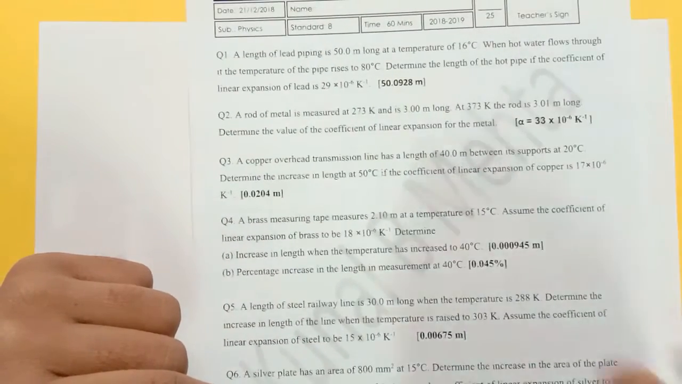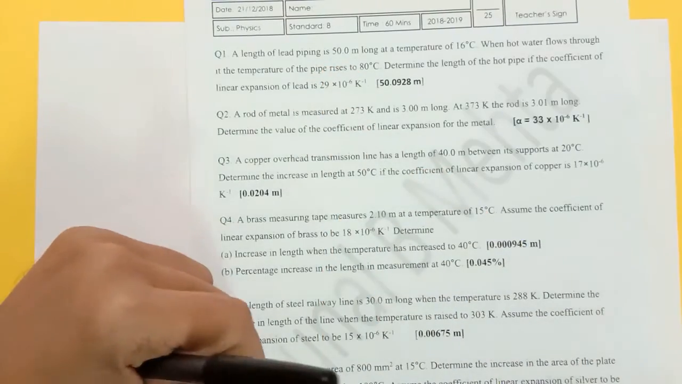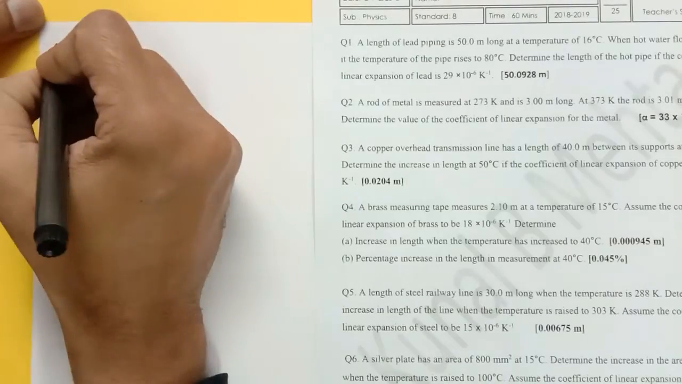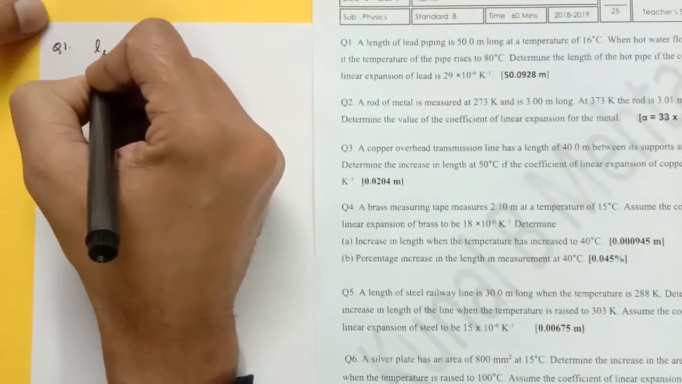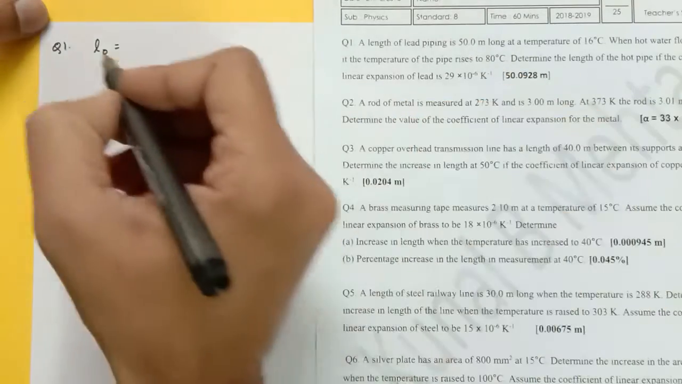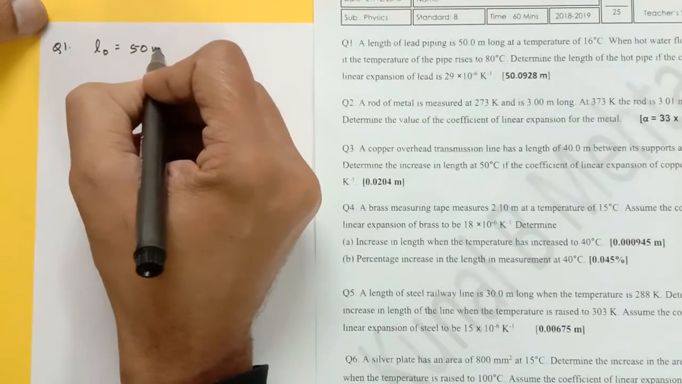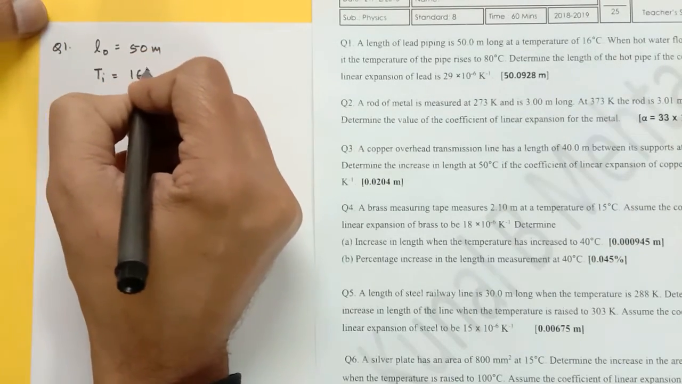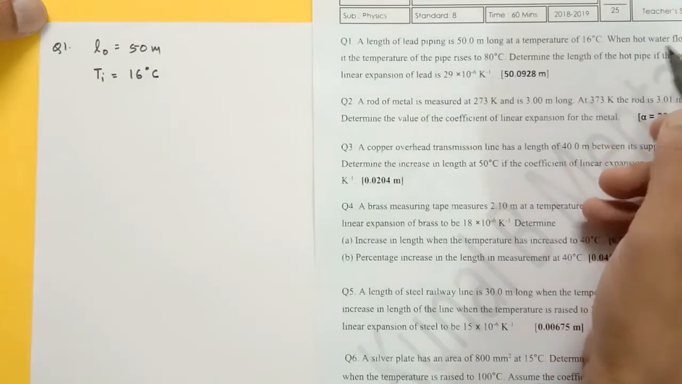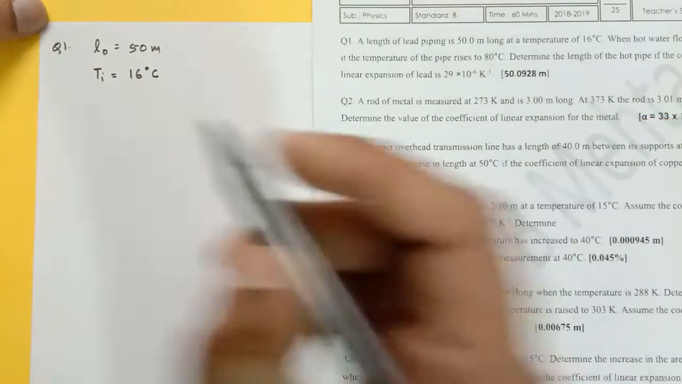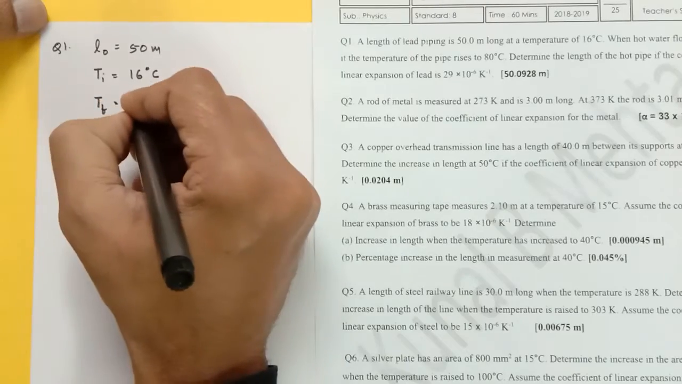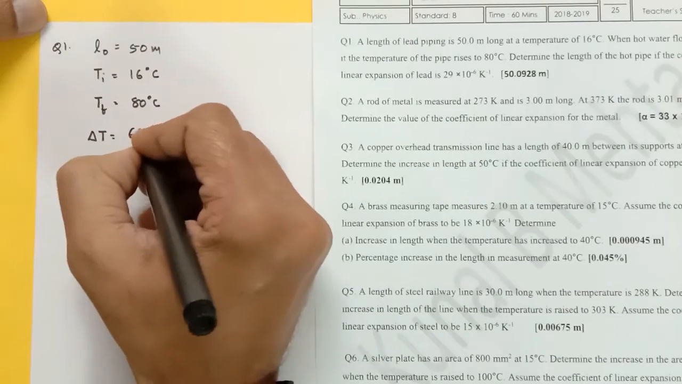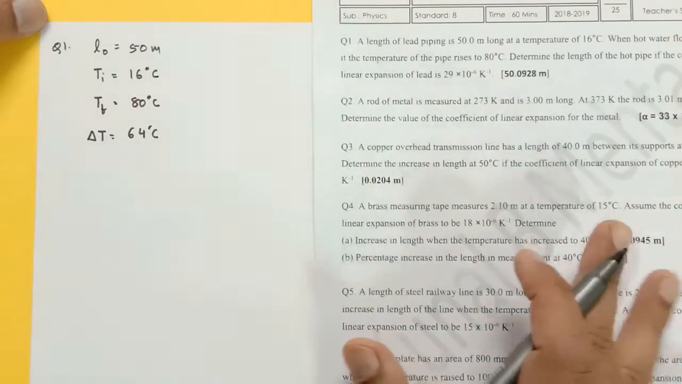A length of the pipe is 50 meter. So we are also going to simultaneously write the data which is given to us. Question number 1 states that the length of the pipe is 50 meter. Its initial temperature is 16 degree, and when the hot liquid flows through the pipe, its temperature rises to this. So this is the final temperature, that is 80 degree. So I know the rise in temperature, final minus initial, so that is 64 degrees Celsius.